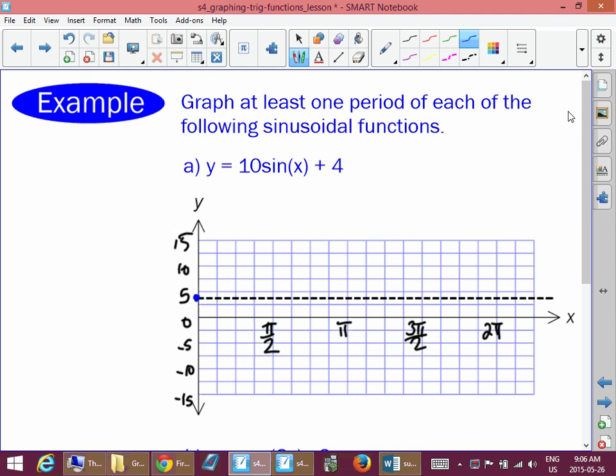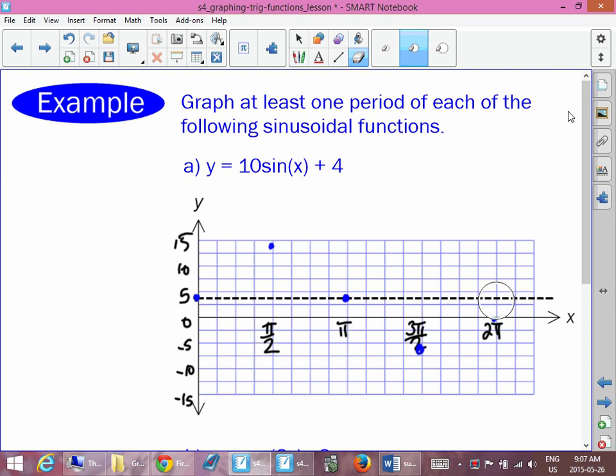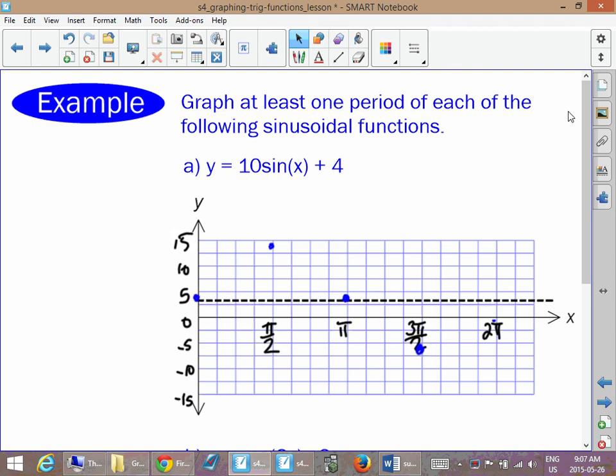A quarter of the way through the journey, I'm going to go up here. Halfway through the journey, back down here. The minimum value will be 4 minus 10, which is negative 6. So negative 6 is going to be right here. And then, oh, that needs a wee bit of correcting there. Has to be on the axis.